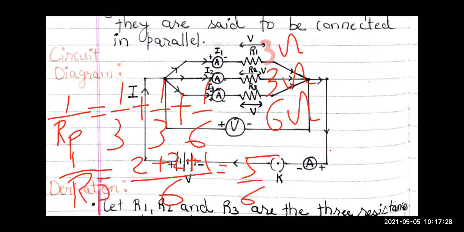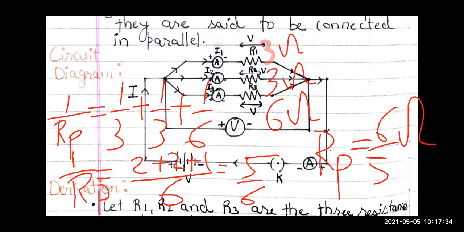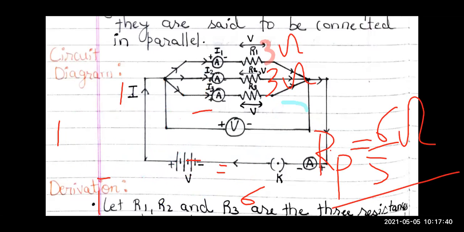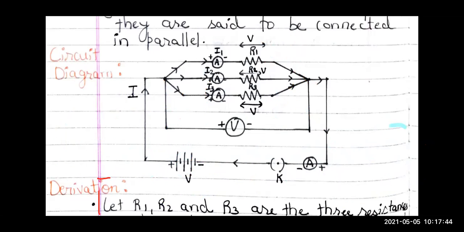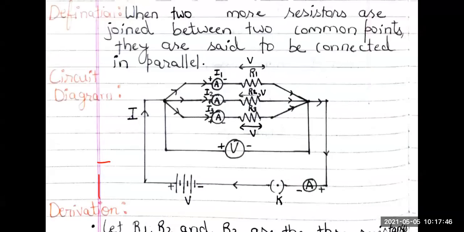But you have to find the value of Rp. What you will do is the reciprocal, that is 6/5 ohm. 6/5 ohm. So this is the way how you're going to calculate the numericals. We will do numericals ahead. This is just me showing you how you can use this formula, how you're going to apply this formula, right?